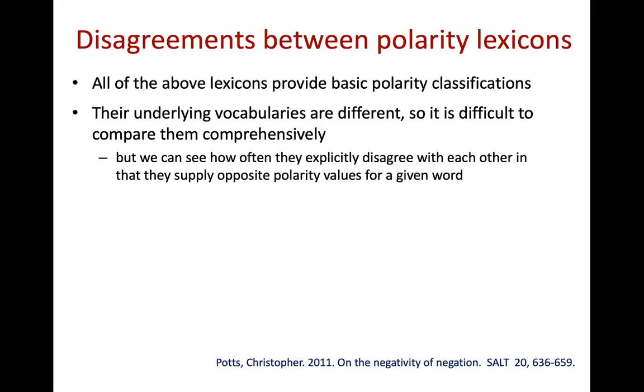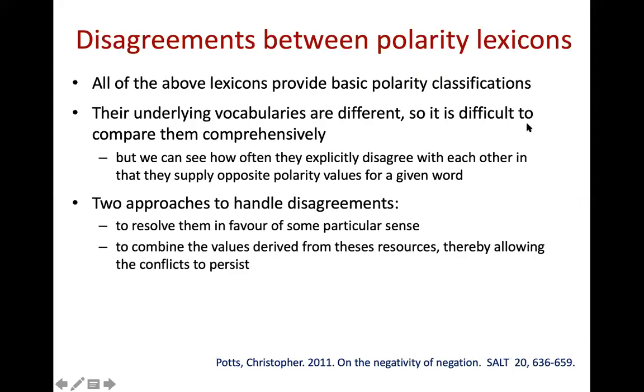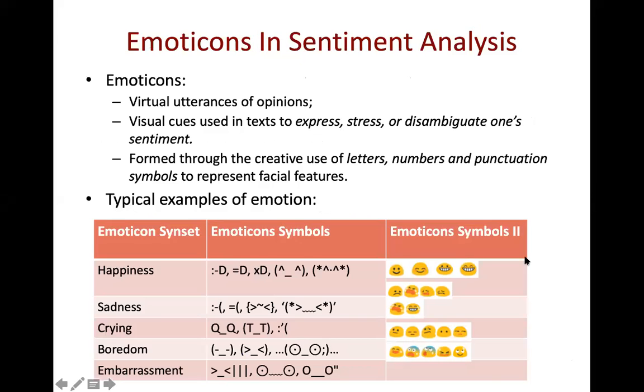So just a few words on the disagreements. I think disagreements mostly happen because of the different vocabularies on the basis of this sentiment analysis. But we also see that they can explicitly disagree with each other, supplying opposite polarity values for a given word. So that is also a problem. To handle the disagreements, we can give particular lexicons a higher weight than the rest, or you can combine the values from them. It can be a little bit like ensemble learning.